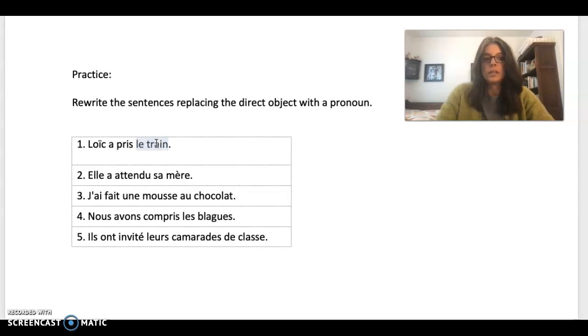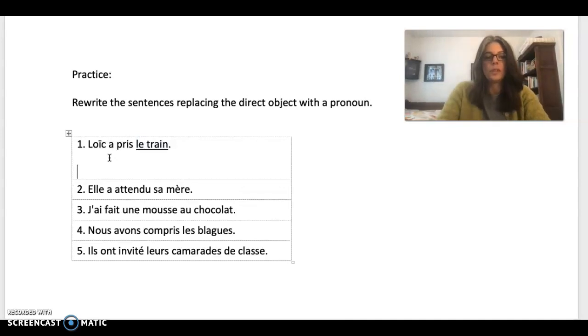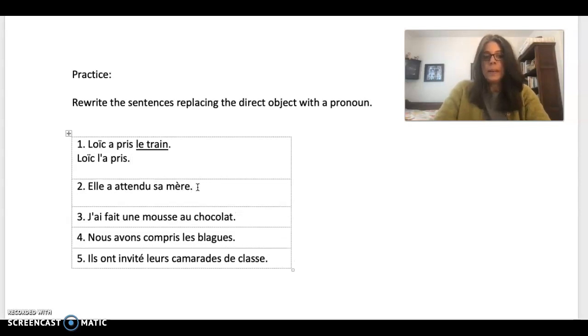The direct object is le train, which we replace with le, actually l'apostrophe. So we would say Loïc l'a pris. Loïc took it. Train is masculine and it's singular, so we don't have to do anything to pris in this sentence. Okay. Numéro 2, elle a attendu sa mère. She waited for her mother. Sa mère, her mother is the direct object.